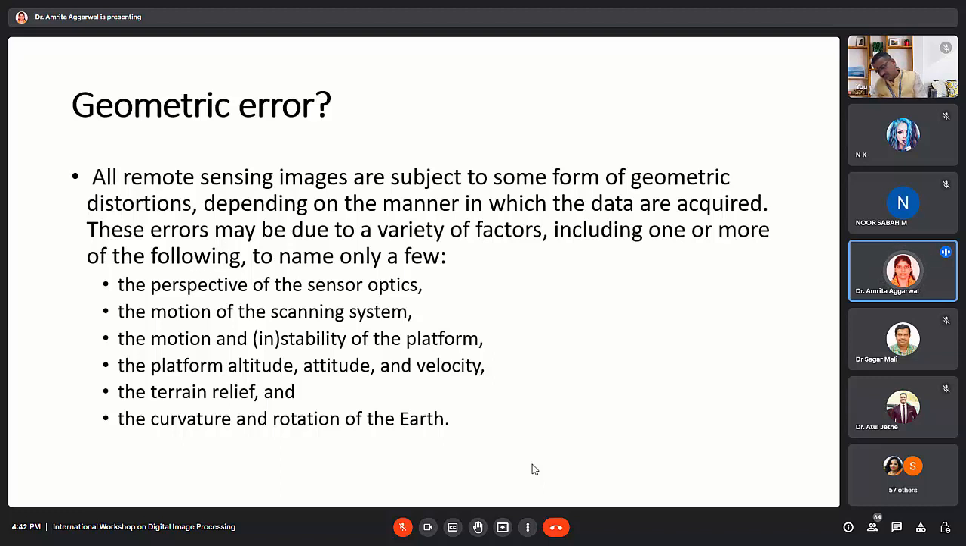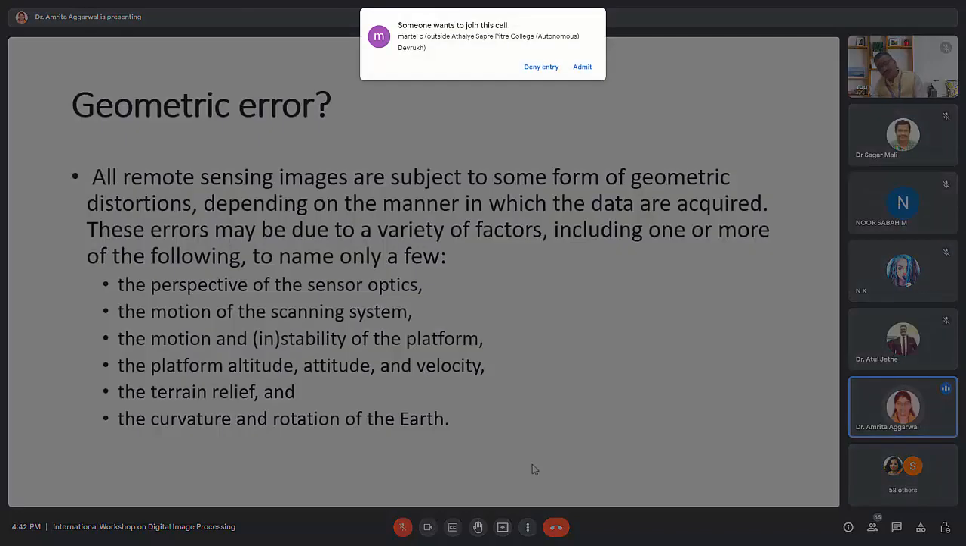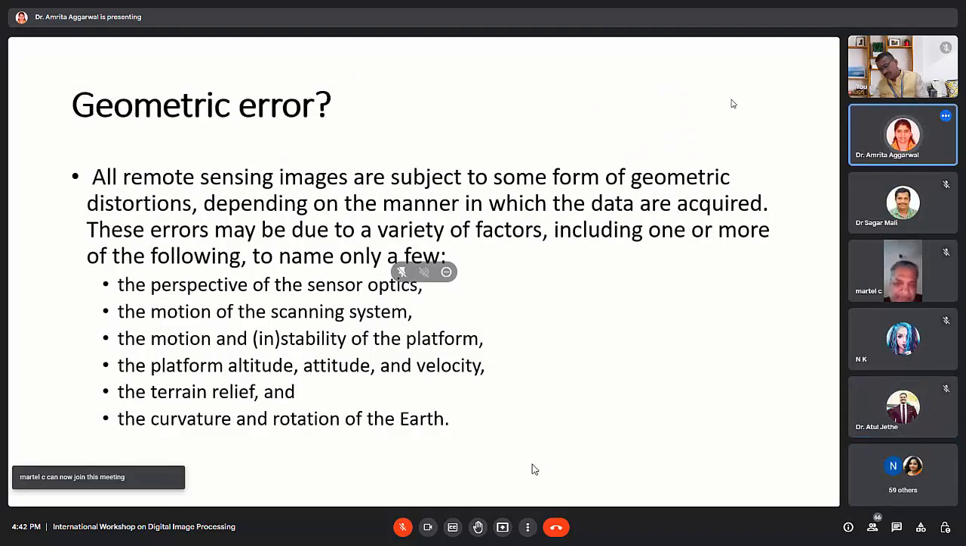So what comes under geometric error? The perspective of the sensor optics, that is the angle of the sensor. Like I explained in the previous one also, if I want to take the picture of Pune, I must see that my sensor is located overhead in such a way that Pune is covered properly. This is more evident where you have high mountains. If you are not taking mountains from a proper angle, you will not be able to identify the peaks of the mountains.